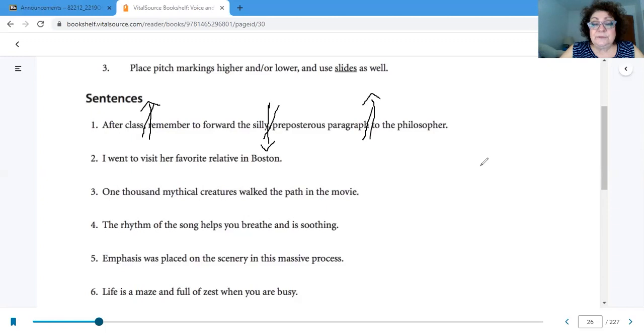After class, remember to forward the silly, preposterous paragraph to the philosopher. Now I'm going to read it with the pauses. After class, remember to forward the silly, preposterous paragraph to the philosopher. Now I'm going to add pitch. After class, remember to forward the silly, preposterous paragraph to the philosopher. Totally different than the first one.